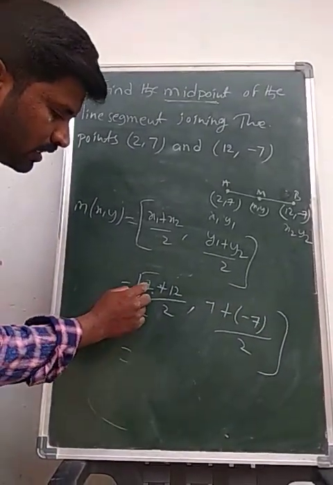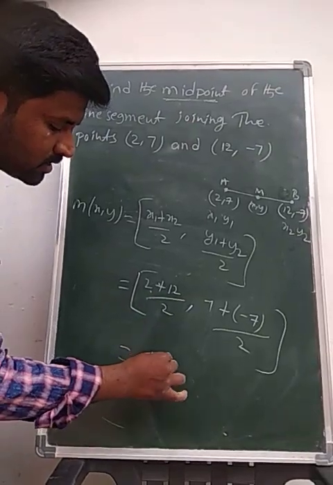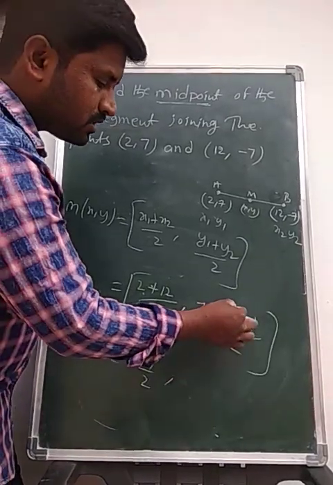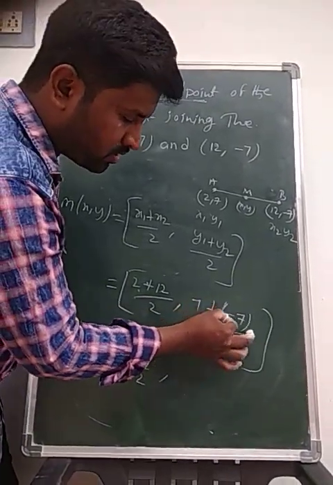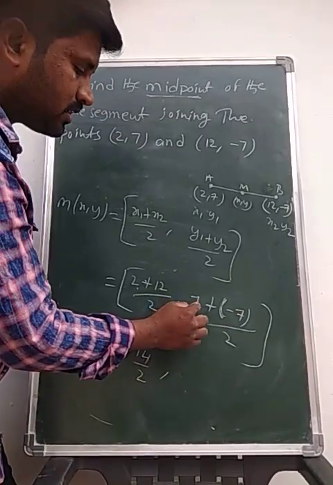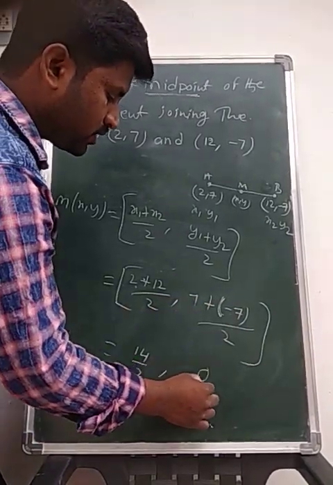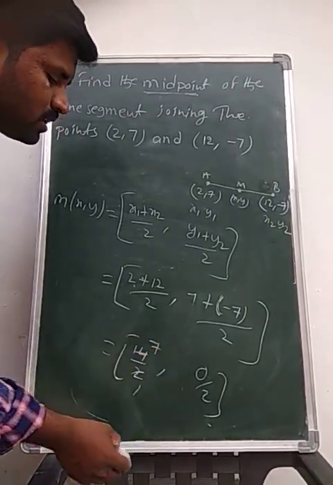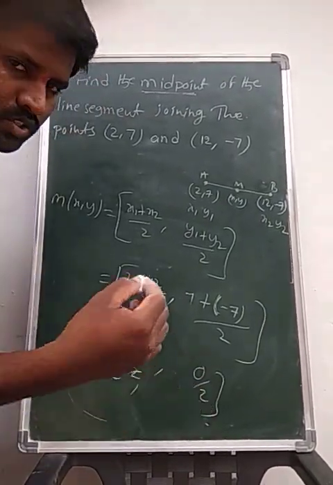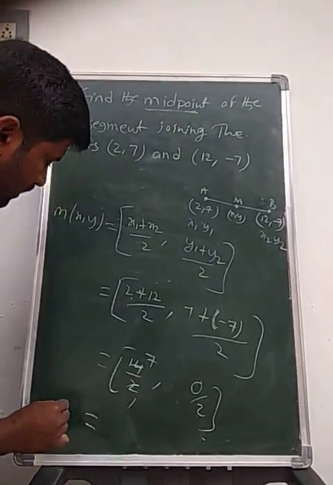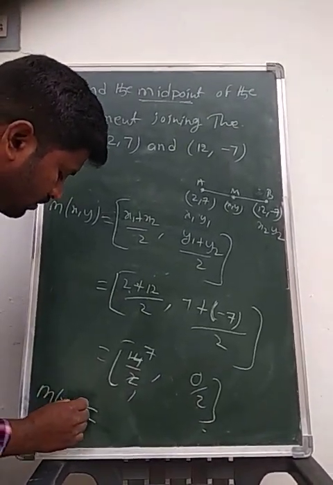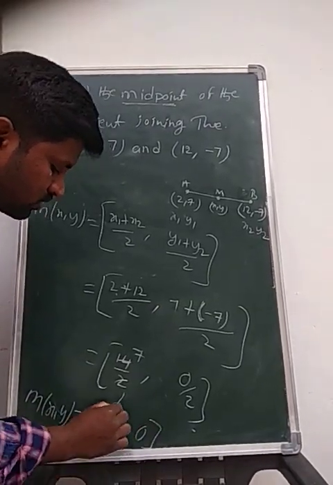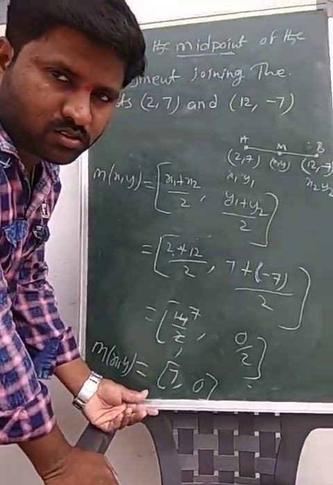So what I am doing here, I am simply adding 2 plus 12 and that is 14 by 2, comma 7 plus minus 7, that is 7 minus 7 and that is 0 by 2. Now 0 by something is always 0 only. Then therefore the midpoint M of (x, y) is equal to (7, 0). Okay students? So this is the required answer. Okay, thank you.